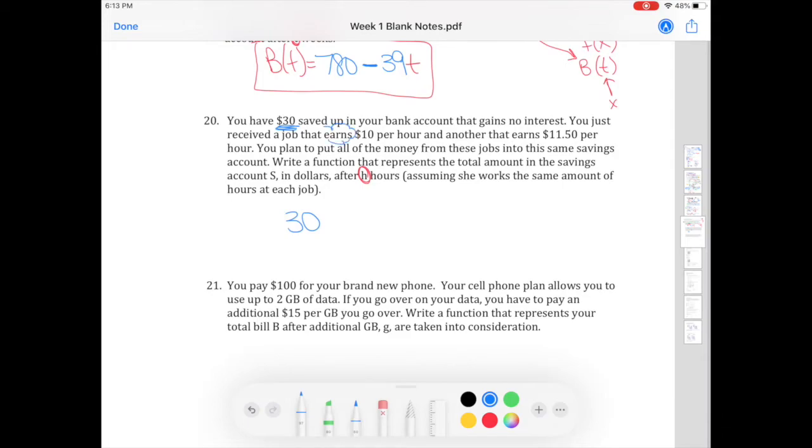I have $30 saved up. That's not going to change. That number is just going to be 30. Then we're earning money in this example. Specifically, I'm earning, so adding $10 per hour. So that per is going to go with my hour letter, which is H. And I'm also earning more, so plus another $11.50 per hour. And again, H represents hours.